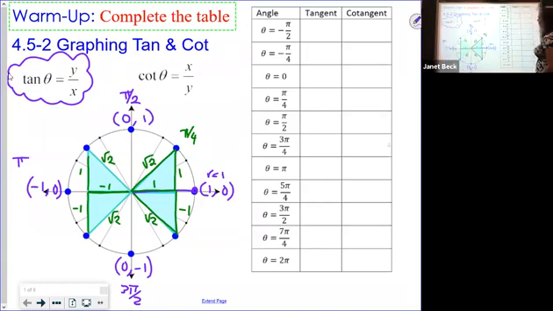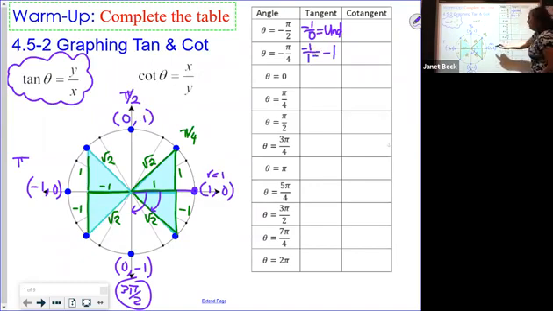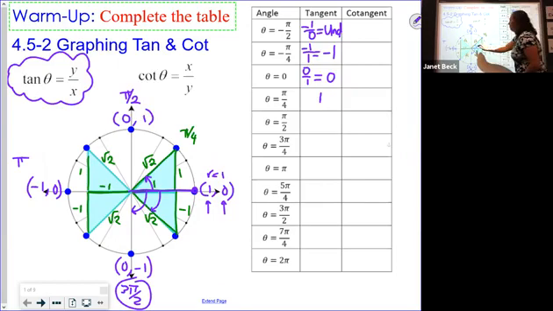So for negative pi over 2, well, negative pi over 2 is going down there, so it's going to be the same as for 3 pi over 2 coterminal, and my tangent would be the y divided by the x, so that's negative 1 divided by 0, so that's undefined. For negative pi over 4, that's this angle here. My y is negative 1, the x is positive 1. That's negative 1. At 0, this line here, my y is 0, my x is 1, so 0 divided by 1 is 0. Pi by 4, that's this angle here. I've got 1 divided by 1, which is 1. At pi by 2, I've got 1 divided by 0. So that again is going to be undefined.